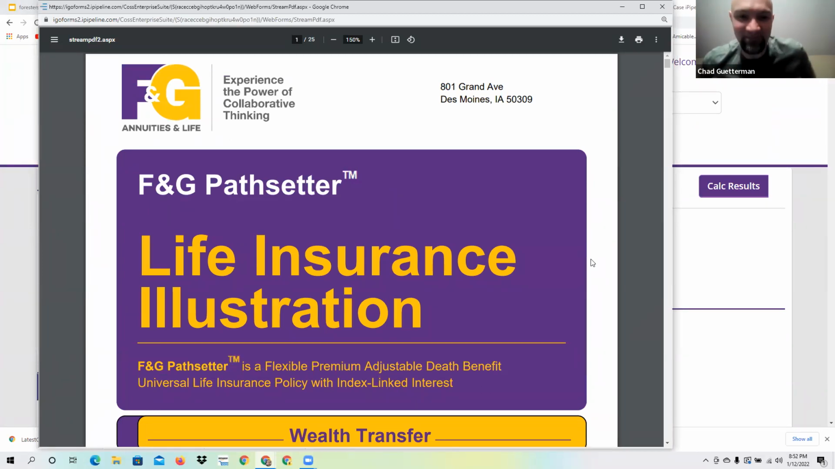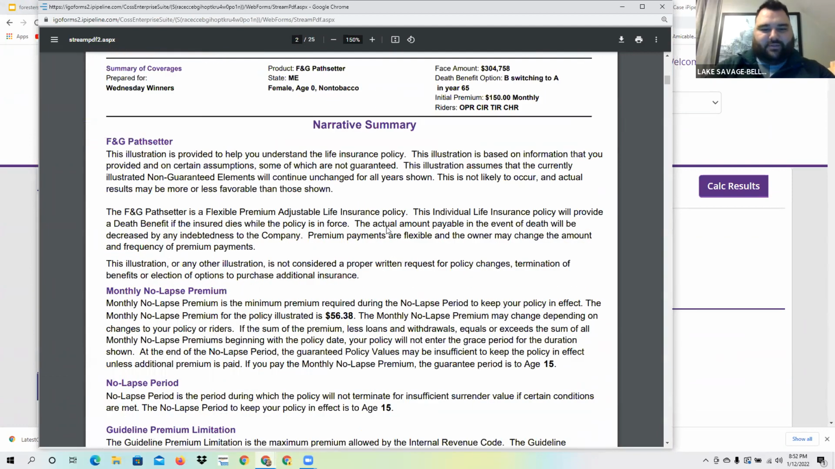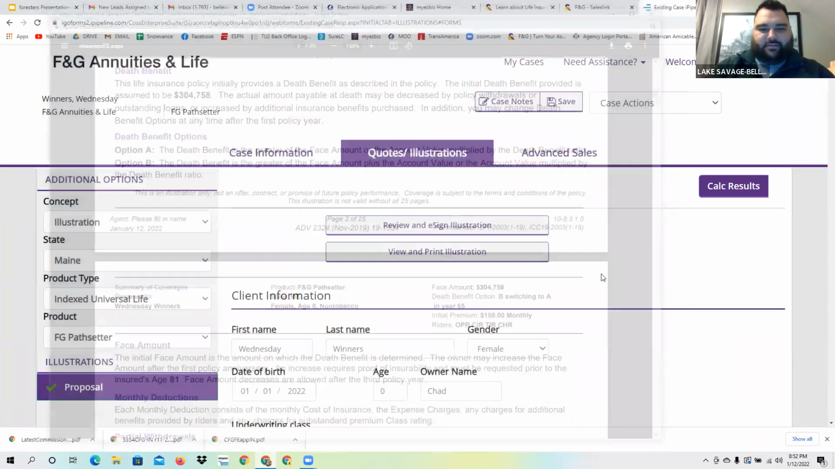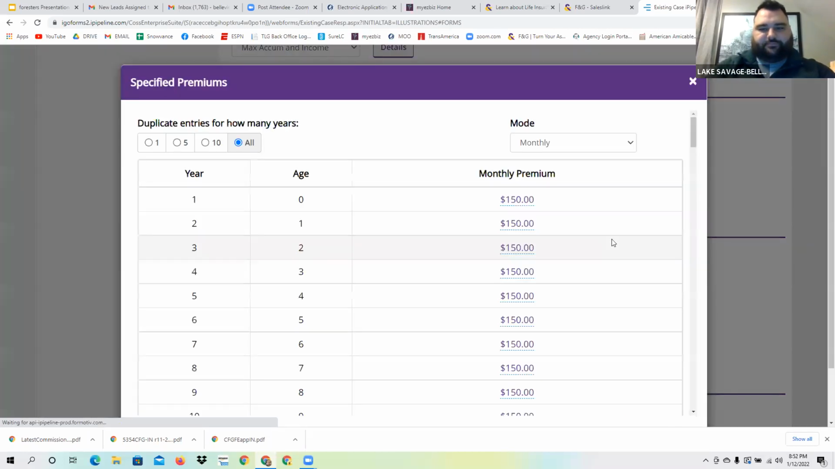All right, here is, let's see if I did this illustration right. All right, let me go back here. This keeps doing it to me, so hang tight.